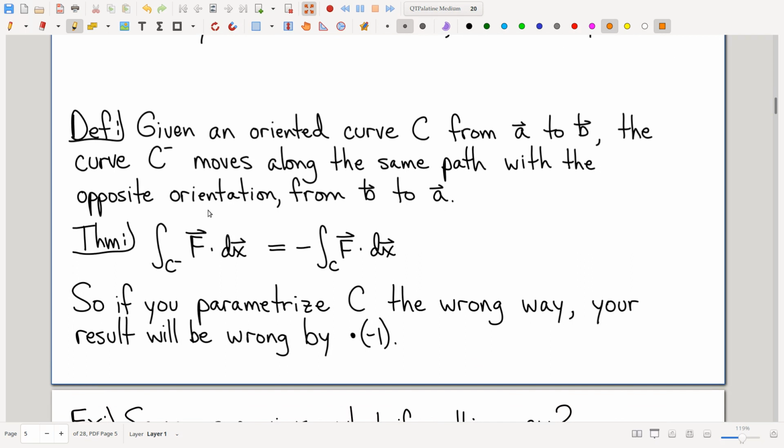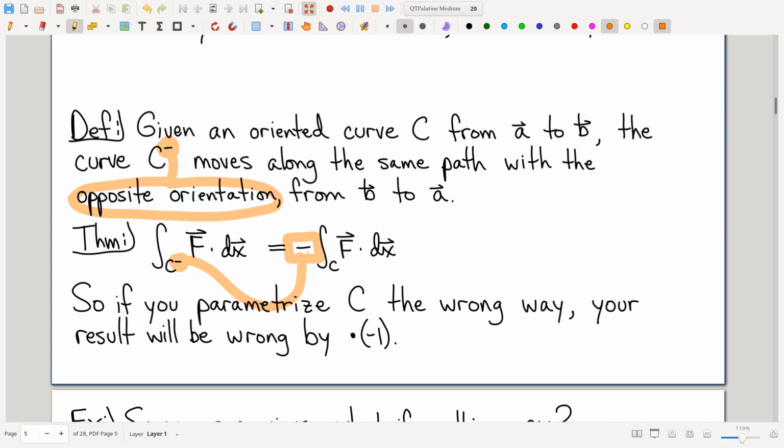And so in particular, we're going to define here the idea of taking a curve and orienting it opposite of the way it's supposed to be. A little superscript with a minus sign. That's how we're going to denote the same as the curve C, except going the wrong direction. And as we just discussed, if you go backwards, you will get the negative of the answer that you would have gotten if you'd gone forwards.